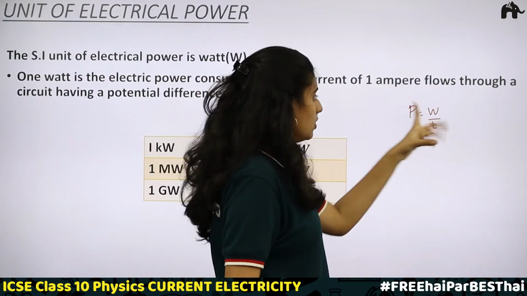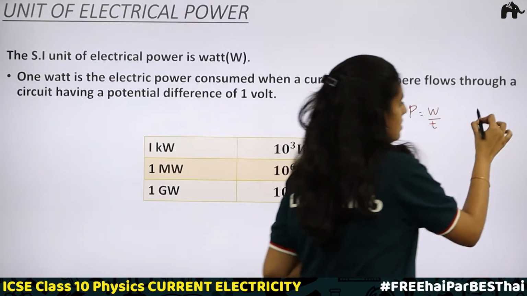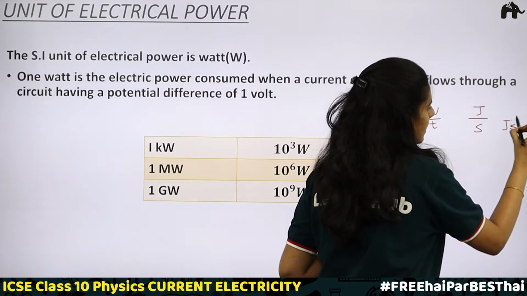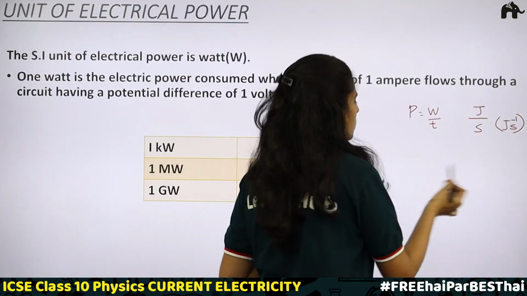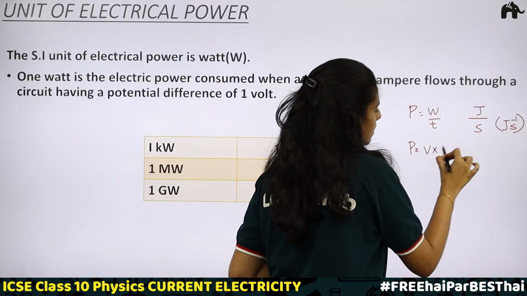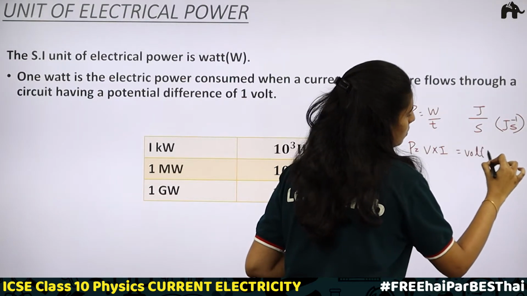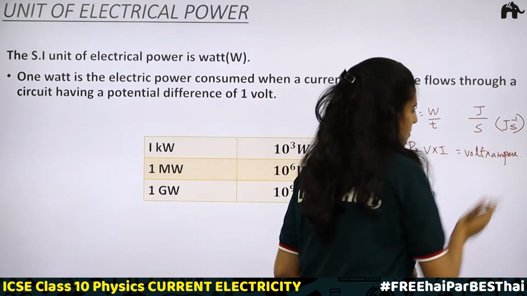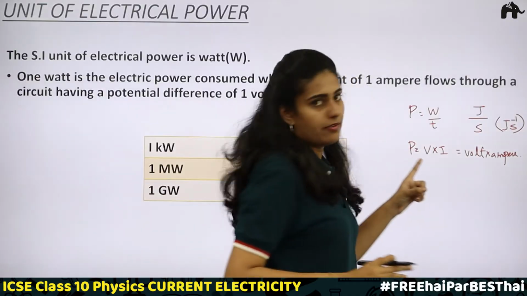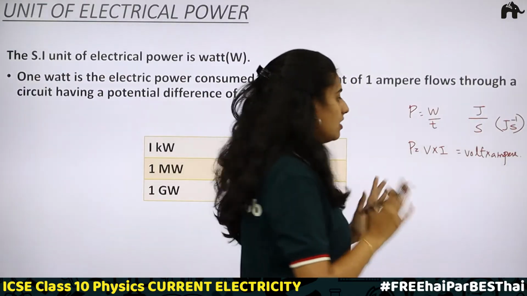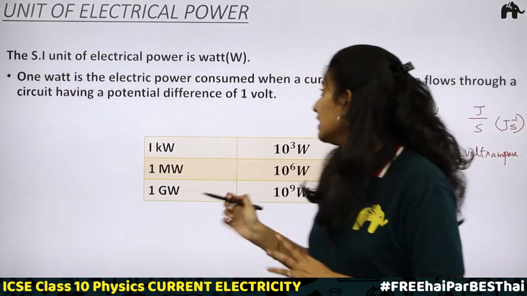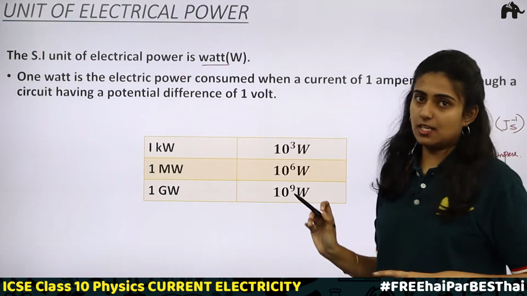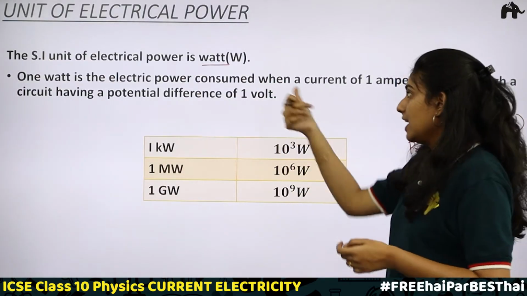What is the unit of work done or unit of energy? Energy is in joules, and that of time is seconds. Joule per second, or joule second inverse, is one unit. Then the next unit of power we get is V into I, which is volt into ampere. Therefore, volt ampere is one other unit of power. Now we have a standard unit. The SI unit of power is watt, represented by the capital letter W. SI unit of electrical power is watt.